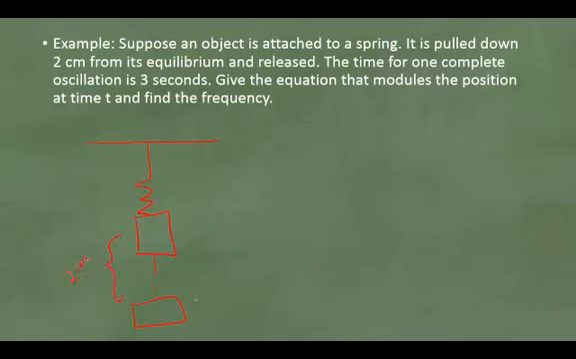And then it's released. So now it starts oscillating back and forth. And we're going to assume that there's no friction here, so it's not going to ever stop. It's going to keep oscillating, and it's never going to lose momentum or anything. Which is not true, but this is a starting example. And we know that the time for one complete oscillation is 3 seconds. So the time it takes for it to go up and then all the way back down is 3 seconds.